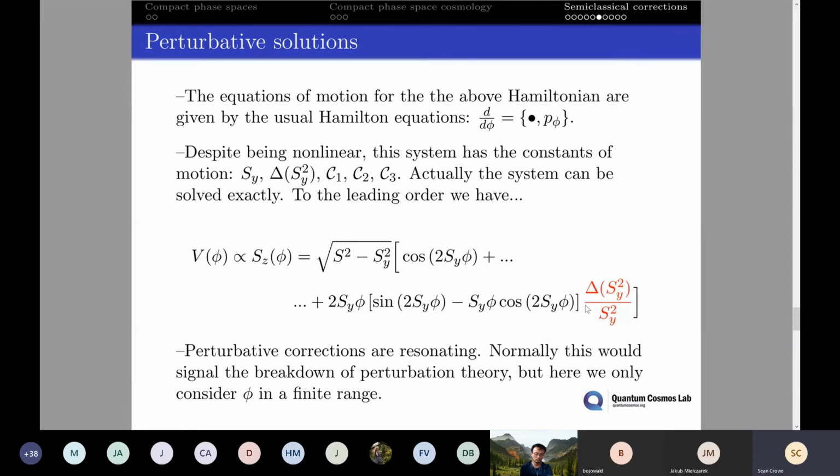One thing we notice immediately is that these perturbative corrections depend linearly on phi. So actually, these semiclassical corrections are growing with time. Ordinarily, this would signal the breakdown of perturbation theory, but because we're only considering phi in a finite range, this isn't a problem for us. But if we make this model more detailed, this feature might cause some complications for us down the road.